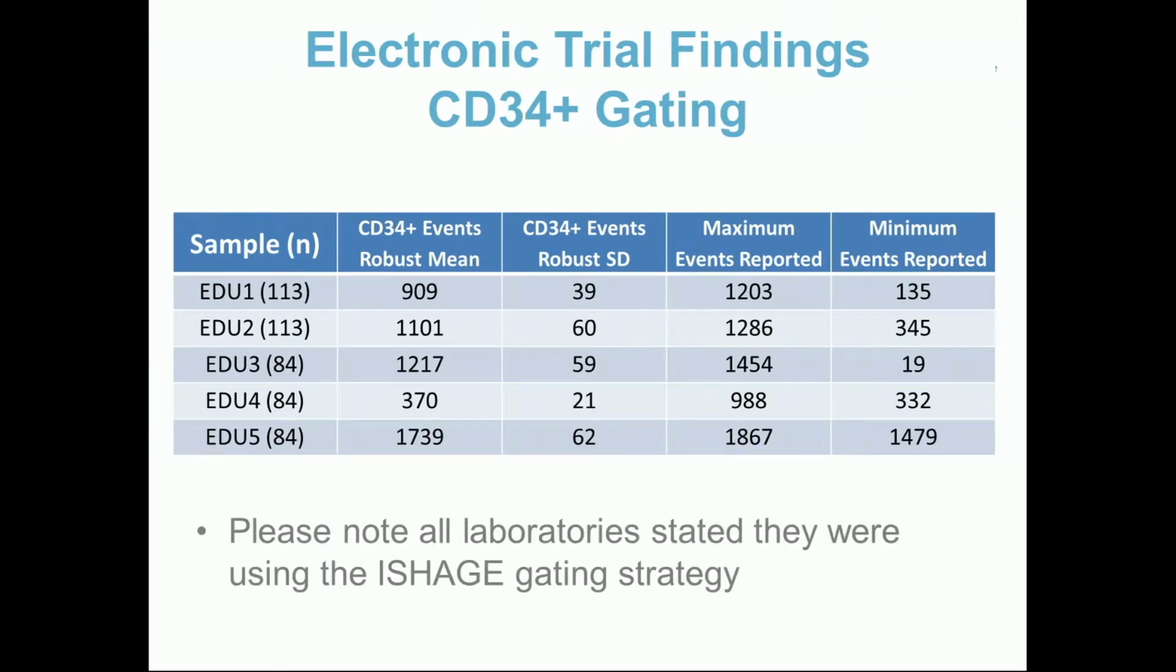For CD34, everybody said they were using the ISHAGE gating strategy. Again, if we look at the events, we've got some nice tight SDs around the robust means. But again, we've got some really big differences in the actual maximum and minimum. We've got almost 2 orders of magnitude: 1,400 CD34 cells identified by one lab, 19 identified by another. So we are seeing some really big differences, which again is very worrying.